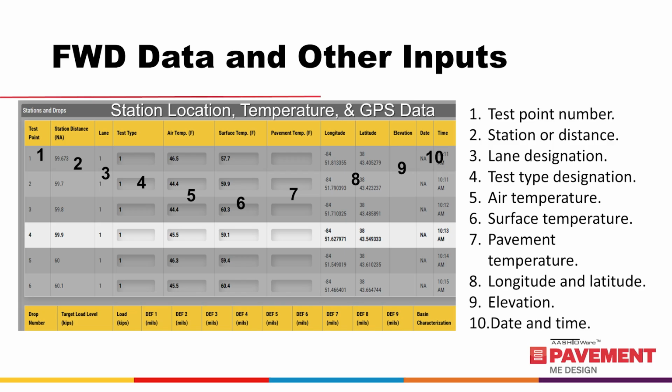Pavement temperature readings are rarely made during routine deflection testing, so this field or column is usually blank for routine testing. Longitude and latitude information are the GPS locations of the test point. Elevation can be recorded by the FWD operator, but this column is usually blank for routine deflection testing. Date and time of the deflection test point.